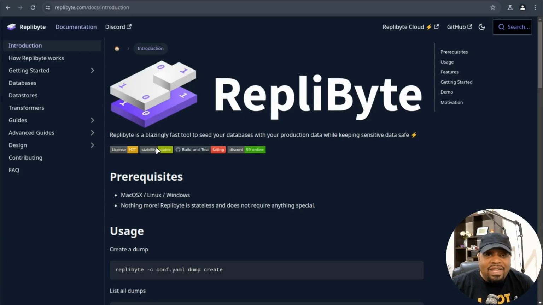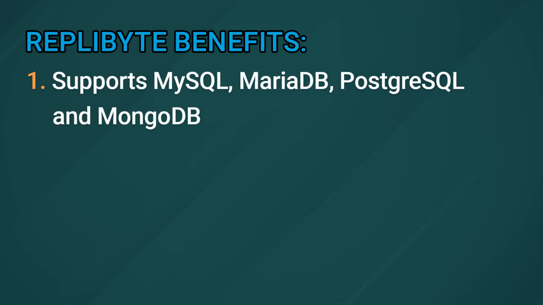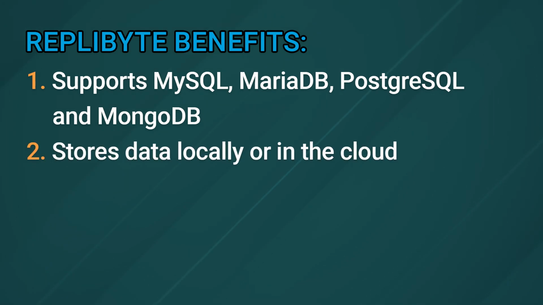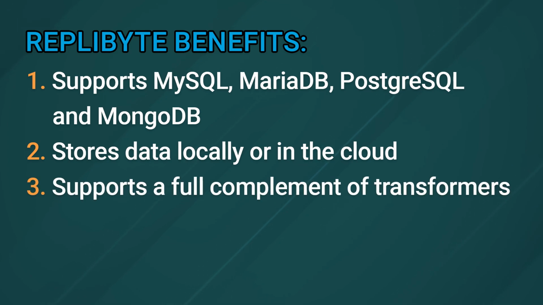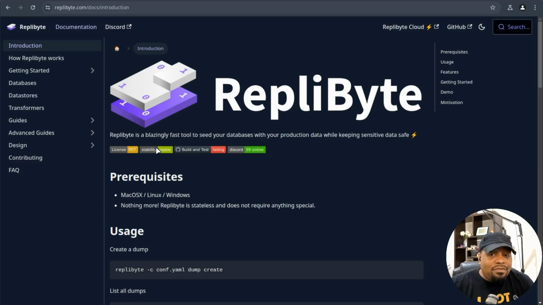Now check this out. Replibyte is lightweight and stateless, supporting databases like MySQL, MariaDB, PostgreSQL, as well as MongoDB. It can store data locally or in the cloud, including inside a Linode object storage solution. Plus, it supports various transformers to anonymize data, such as generating fake names, email addresses, phone numbers, and much more. However, it does have a couple of limitations, like not being able to copy the stored data directly into a local database unless it's running inside a Docker container. But don't worry, we'll cover everything you need to know to get started.